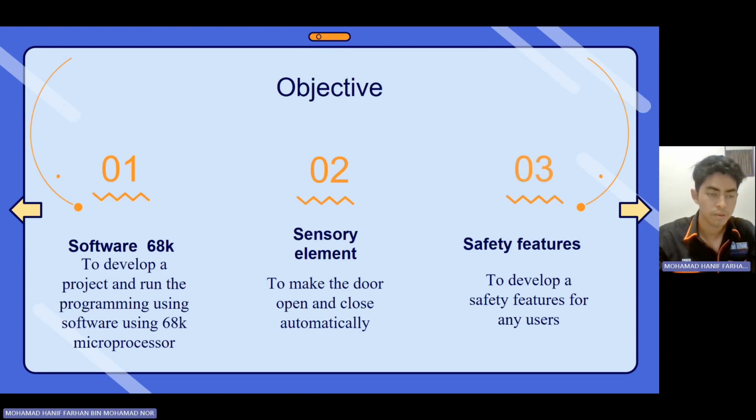And for our objective, first is software 68K, to develop a project and run the programming using the 68K microprocessor, with a sensor element to make the door open and close automatically. And second, safety features, to develop safety features for any users.